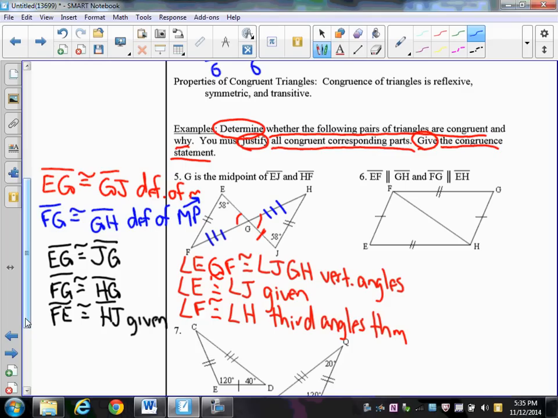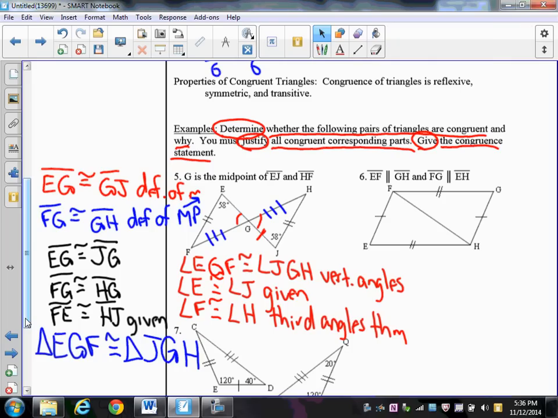So we justified everything. We finally have to give the congruent statement. I'm really running out of room here, so I'm going to write it in the bottom left here. I'm going to say triangle EGF is congruent to triangle JGH. So E was the same as J, G is the same as G, and F was the same as H. That's how I make sure that everything's in the same position. So that's how we solve number 5.